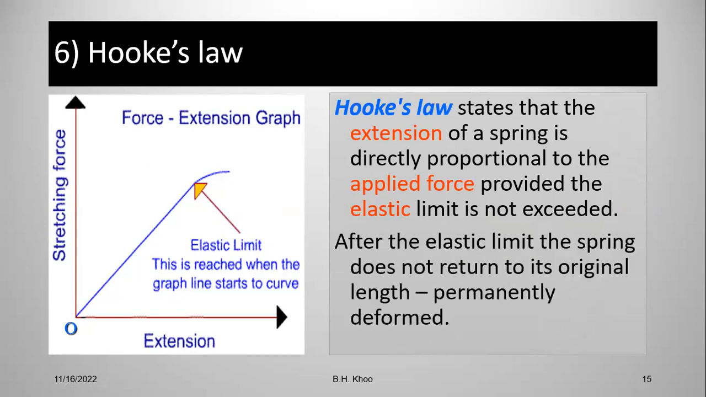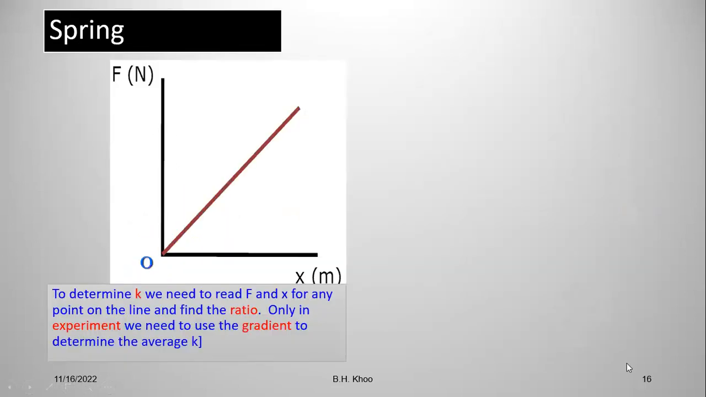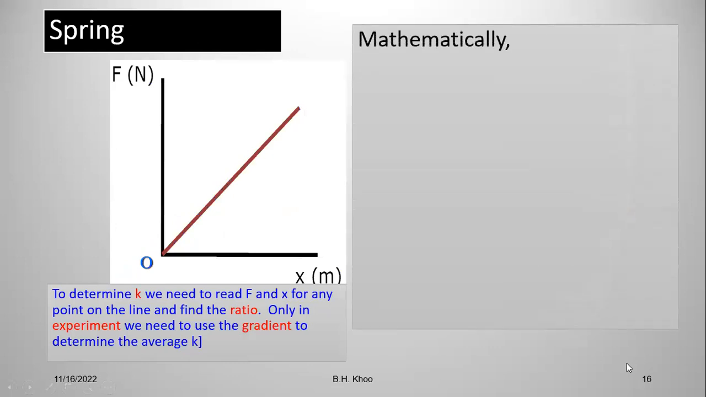After the elastic limit, maybe it's just a point after that, the spring does not return to its original length. That means it is quite permanently deformed. It doesn't obey Hooke's law anymore. So we can only operate on the straight line portion. Okay, from Form Four, from STPM, right? We add the force, we find the extension. Increase the force, find the extension. That's how we draw the graph.